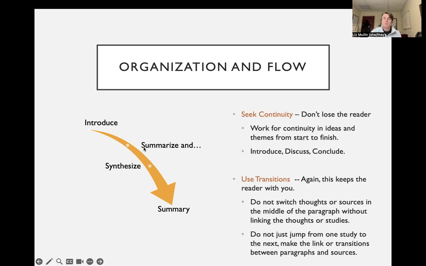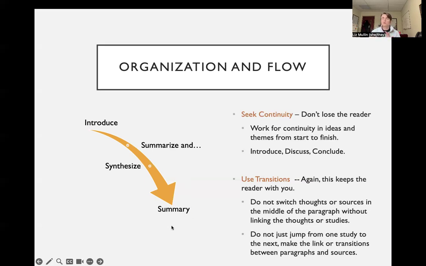Then you spend the middle paragraphs summarizing and synthesizing your research. And so that's going to be describing studies and talking about how they are similar and different, or maybe pulling a couple of studies together and talking about how they all work together to make a certain argument. At the end, we talked about how you're going to finish with a summary.